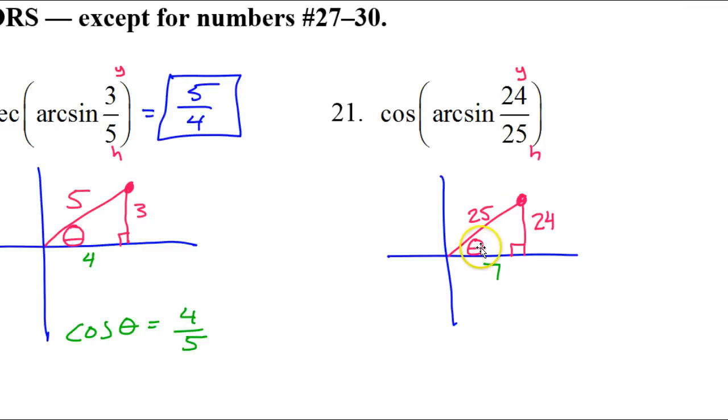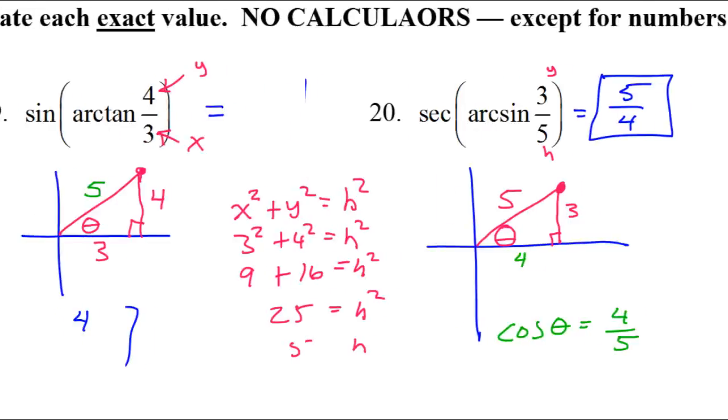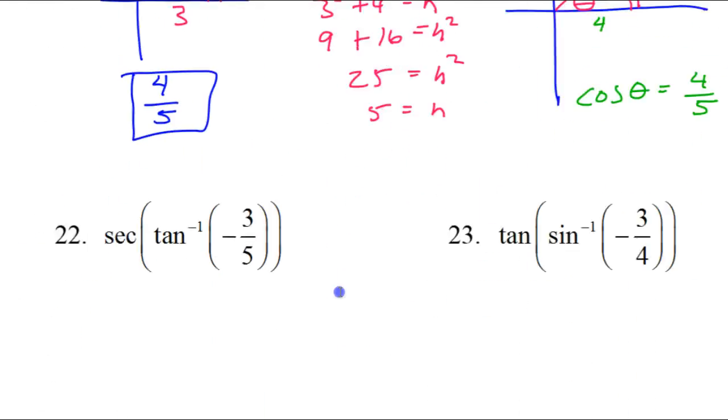Okay, so I don't need to know what this angle is in order to find the cosine of it. The cosine of this angle is adjacent over hypotenuse. So that is 7 over 25. So that's going to be the answer, number 21.